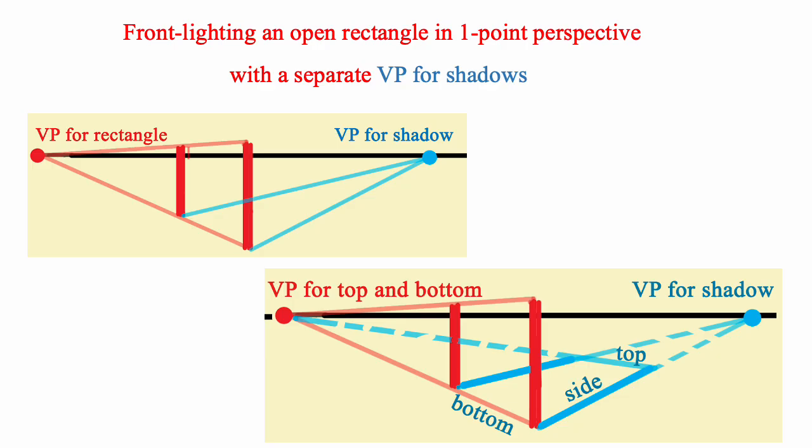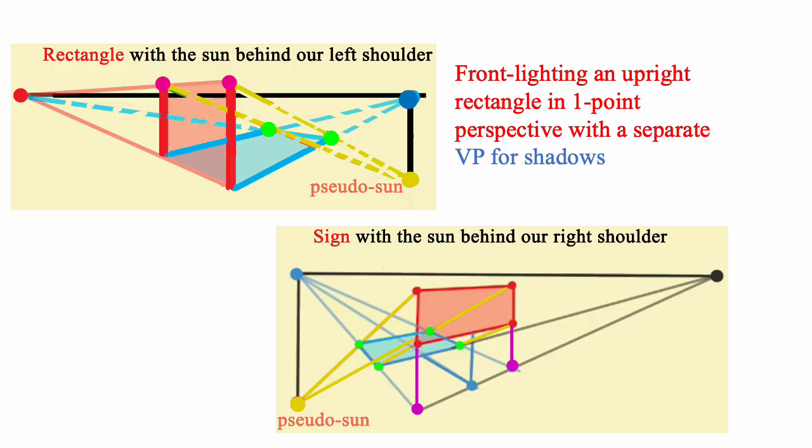For front lighting, I first set up the rectangle so that it converges toward this vanishing point and drew the shadow that converges toward the shadow vanishing point. The top of the shadow here will go toward the vanishing point for the top and bottom of this rectangle. To finish front lighting, determine where you want the pseudo-sun and have light rays go through the tops of the poles and shadow lines go through the bottom, and where they intersect are 2 points on the shadow.